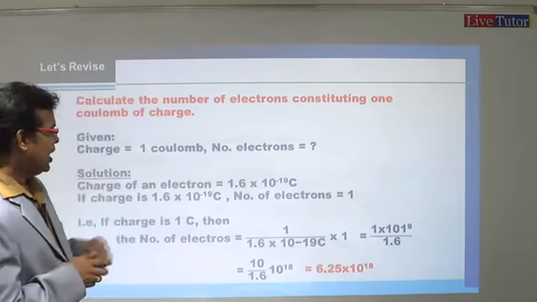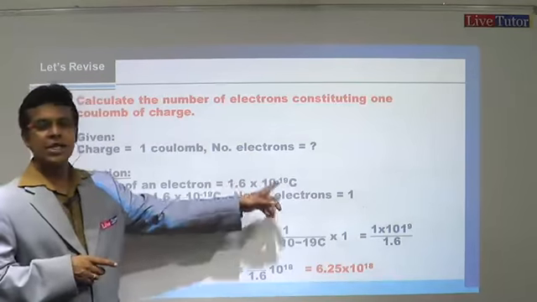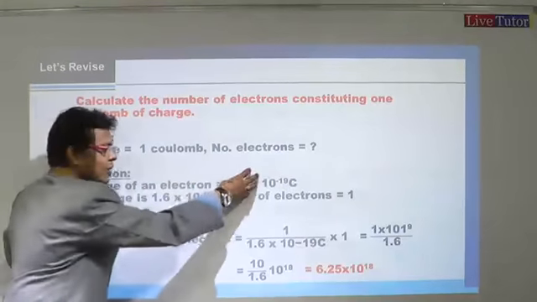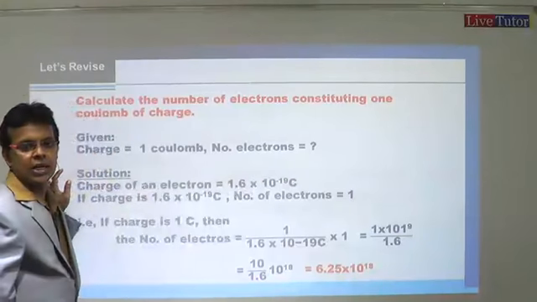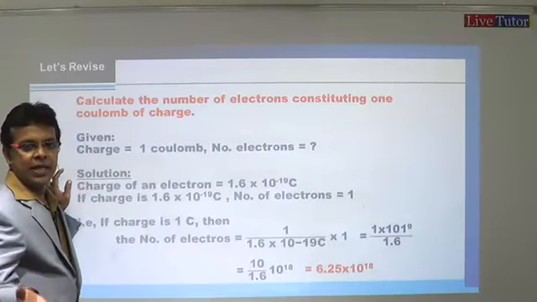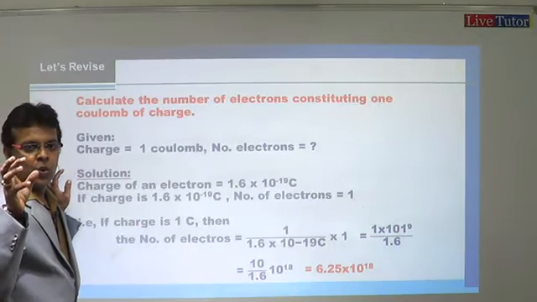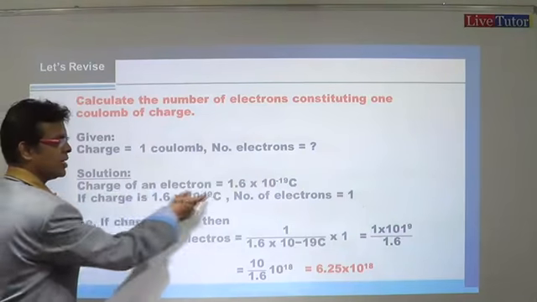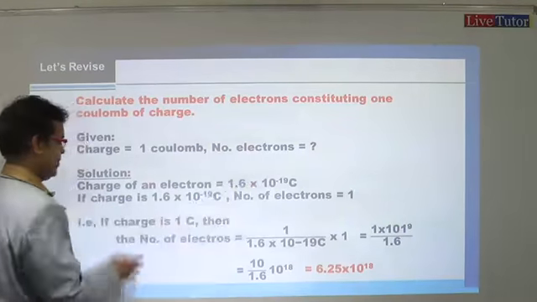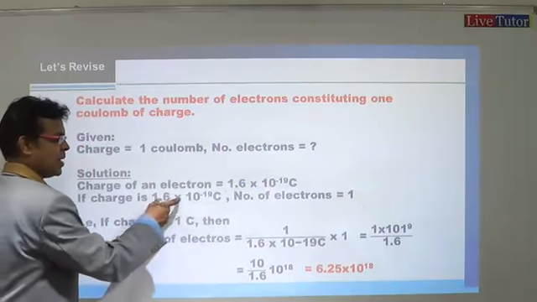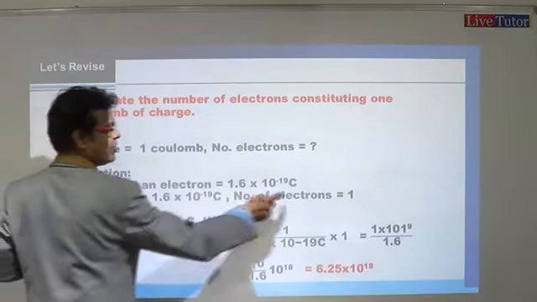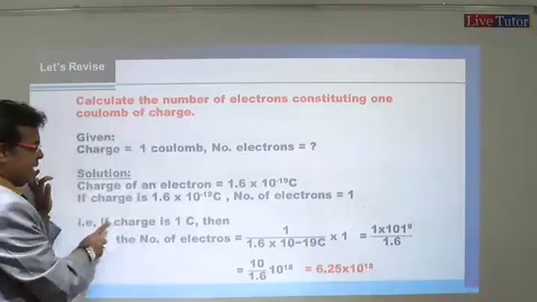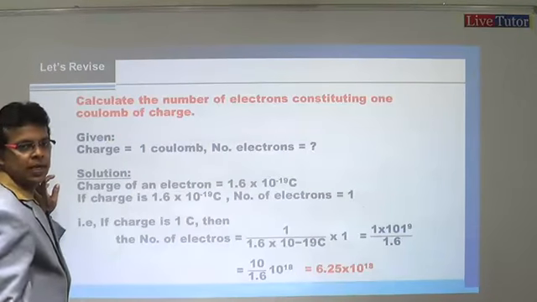Now we can say, if 1.6 into 10 power minus 19 coulomb of charge is there, then it has only 1 electron. Right, and similarly, if it is 1 coulomb, then how many electrons are there? See, this is the point you have to remember. Charge of an electron is 1.6 into 10 power minus 19 coulomb. So, if charge is 1.6 into 10 power minus 19 coulomb, the number of electrons is 1. Then what is the question? If charge is 1 coulomb, then how many electrons?